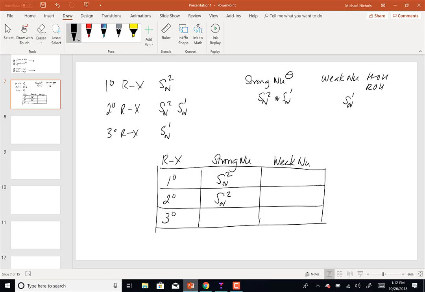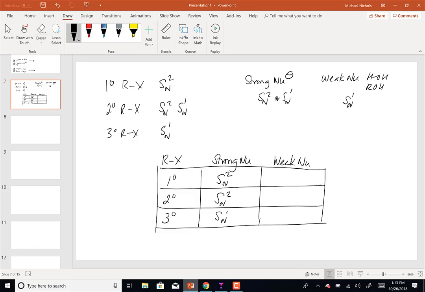And a tertiary halide is going to be SN1. So tertiary halide plus strong nucleophiles, SN1. Secondary plus strong nucleophiles, SN2. Primary plus strong nucleophiles, SN2.